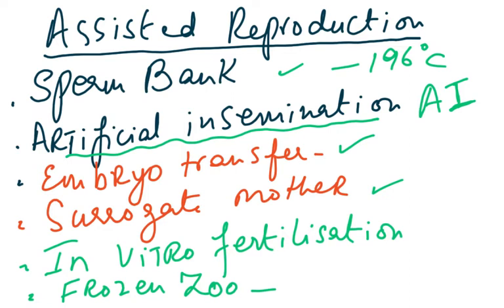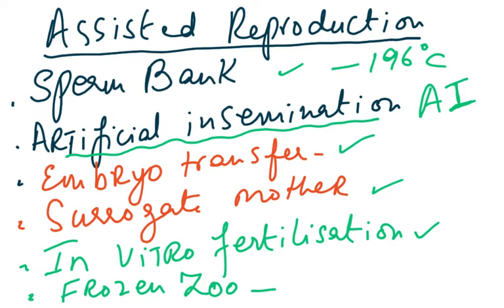Then the next one is in vitro fertilization. Now, oocytes are collected by inserting a needle into the ovaries and withdrawing some mature follicles. The oocytes are kept in a culture medium and then mixed with semen. So the sperms and the ovum are actually mixed in a petri dish in a lab. It's called in vitro fertilization. In vitro means in glass.